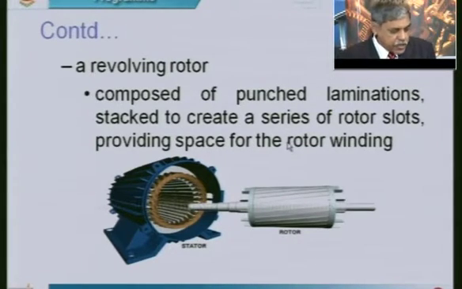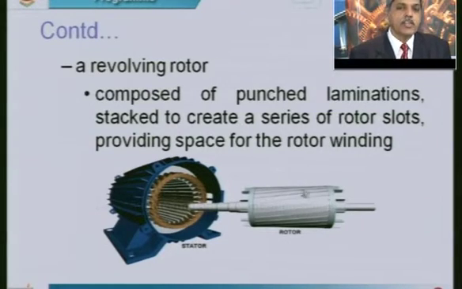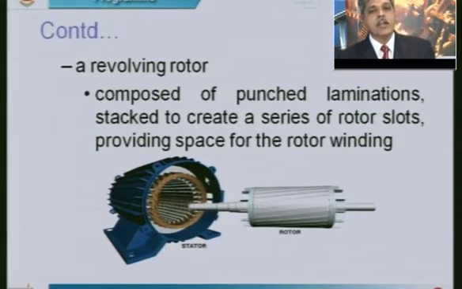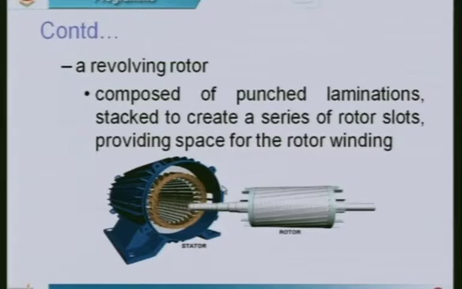Now, in the case of a DC shunt motor, there also we have a stator and a rotor. In the case of a DC motor, the magnetic field remains stationary and the armature will rotate. See, the principle of induction motor and DC motor is the same. A current carrying conductor placed in the magnetic field experiences a force.